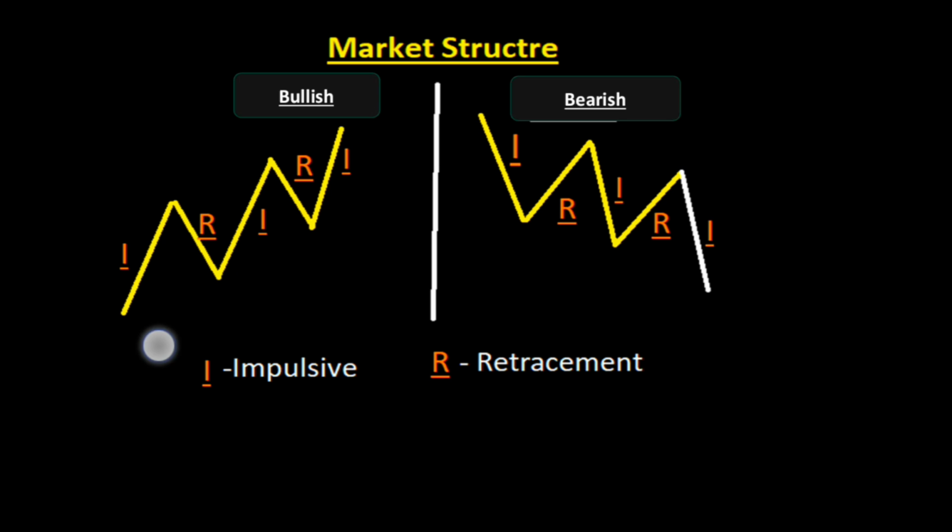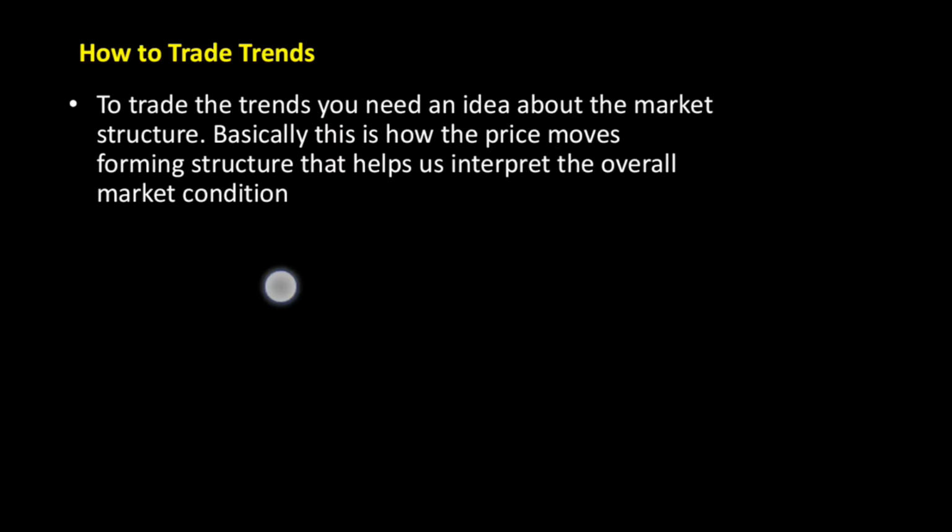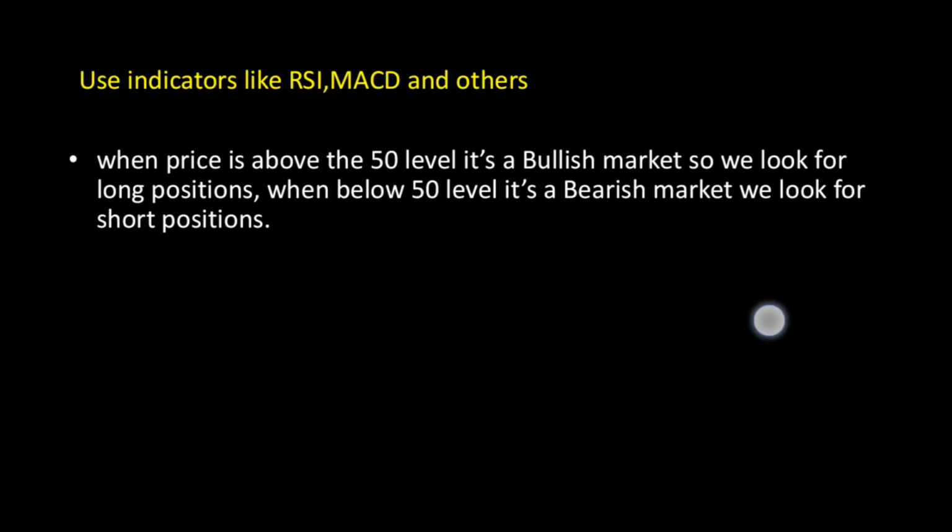So in a bullish market, the price will usually move in a strong uptrend, which we call an impulsive move, and retraces for a moment in order to gain momentum to further move higher. So the strong move up is the impulsive move. When it retraces, we have the retracement move. It moves further up, retraces, moves further up. So it moves in this zigzag format.